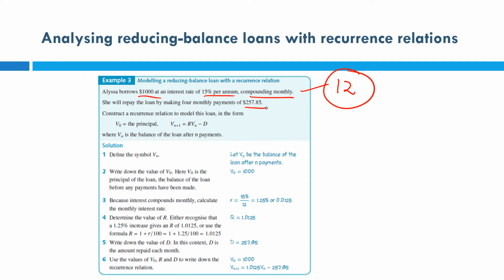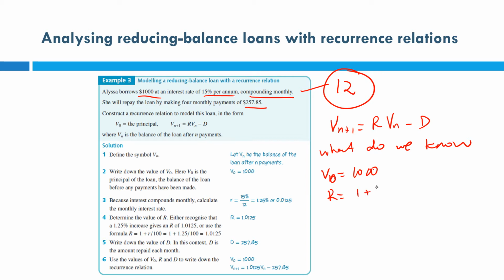So the question asks us to construct a recurrence relation to model that in the form VO equals the principal and then using that general formula. So we need to calculate what is VO. Obviously in this case it's $1,000 because that's what she's borrowed. We need to work out capital R. So in that case, it's 1 plus r over N divided by 100. I'm just writing down the variables here so that we know the initial. So the initial VO is 1,000. And then I've got capital R equals 1 plus little r on 100.